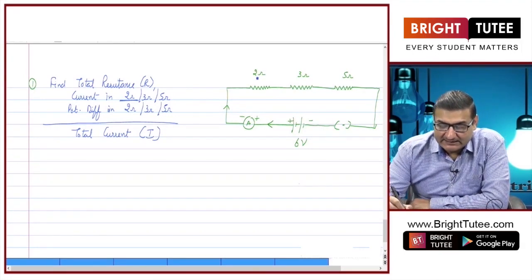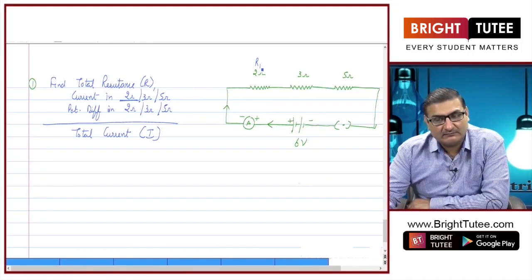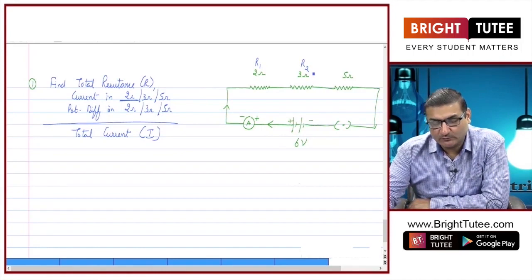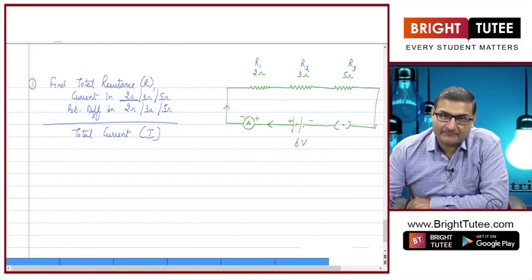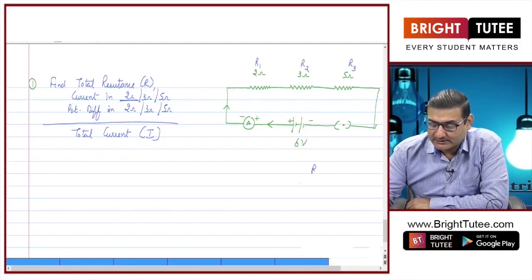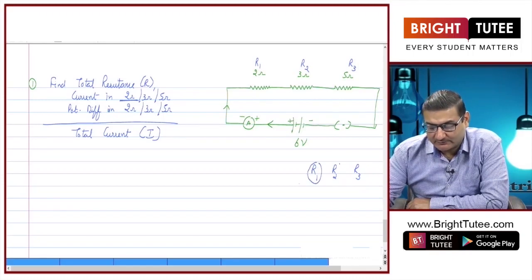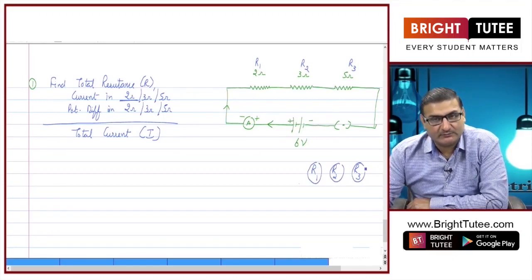Let us see. This 2 ohm resistance, let us give a name. This is our R1. Fine. This 3 ohm resistance, let us be giving it R2, and 5 ohm resistance, let us consider to be R3. So, in this question, R1, R2 and R3 are given to us. Let us circle these values, that these values are given to us in the question, right.